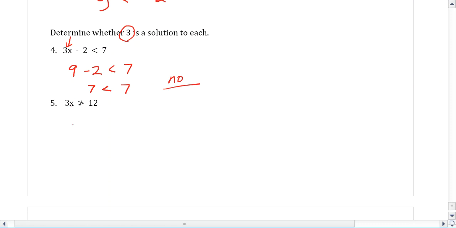Let's try 3 for the second inequality. 3 times 3 is 9. And this is saying that 9 is not greater than or equal to 12. And if that confuses you, if 9 is not greater than 12, then it's saying 9 must be less than or equal to 12. And yes, indeed, that is true. So 3 is a solution for that inequality.